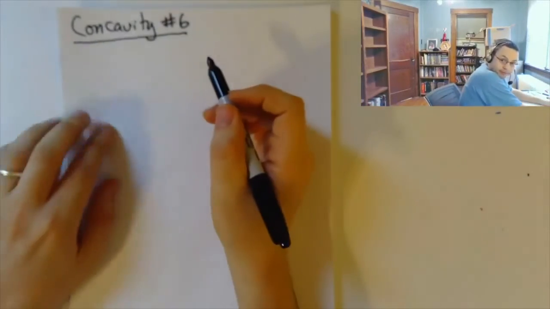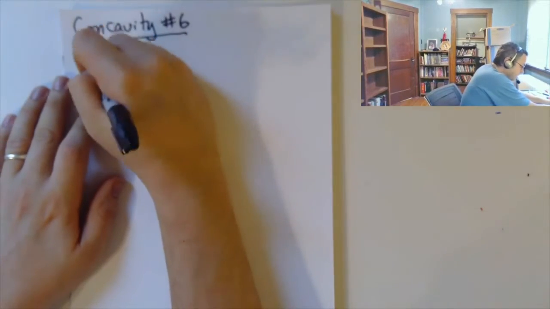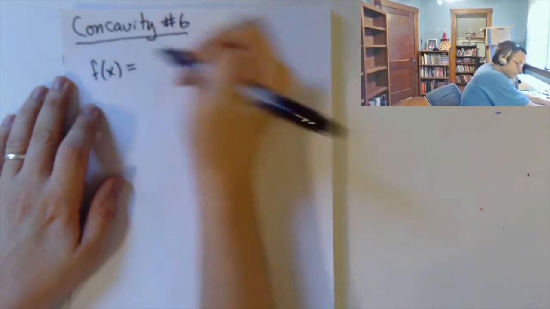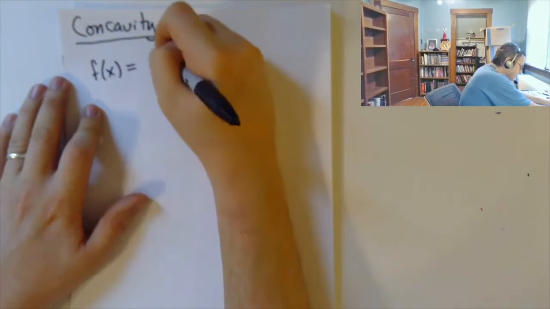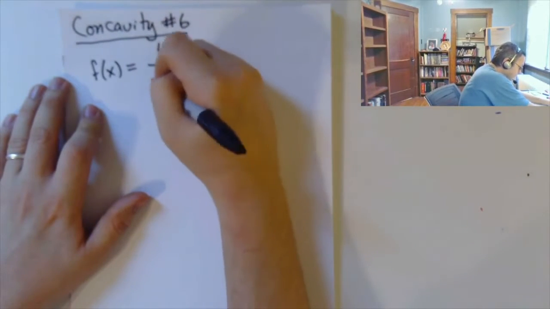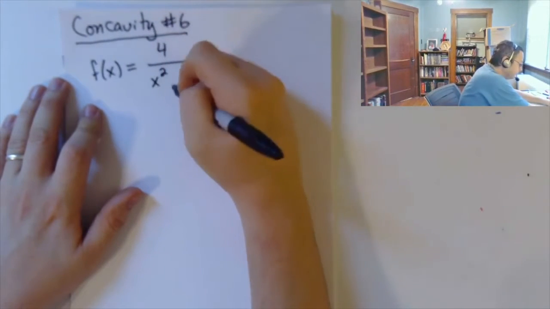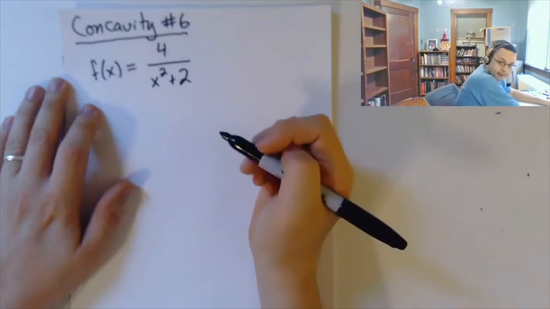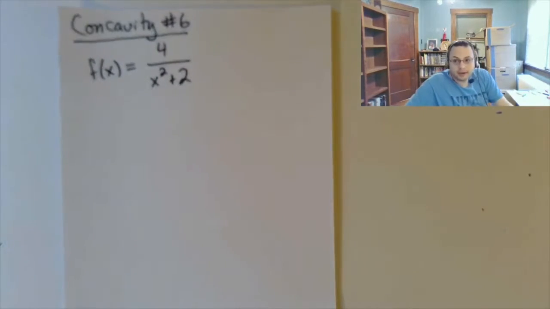Okay, so here's my version. Again, you might have different numbers. Okay, so I have 4 over x squared plus 2. And so the first thing it asks is for the first and second derivative.